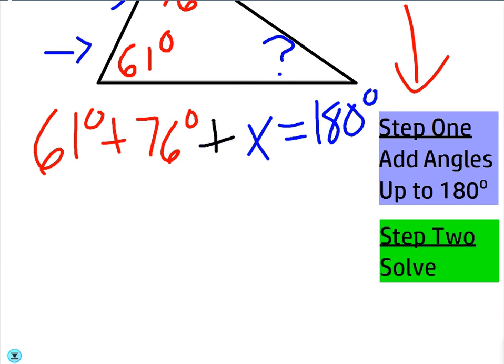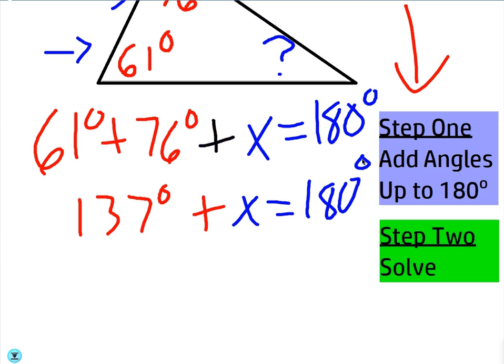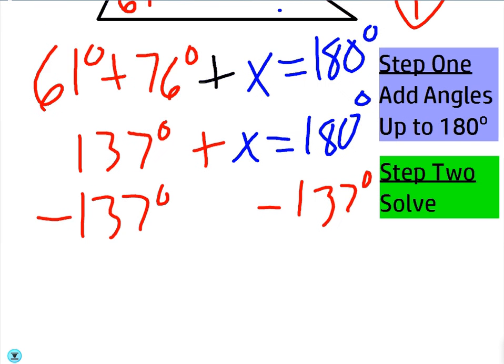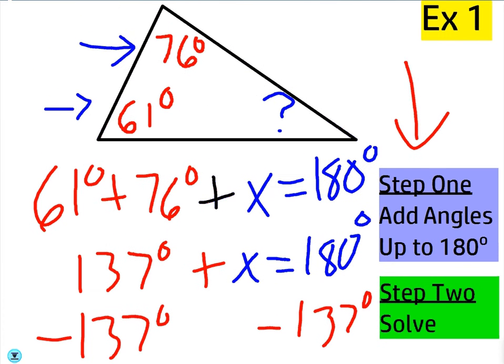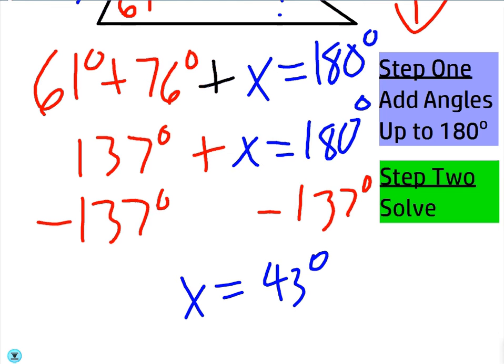All right, 61 plus 76 is going to be 137 plus X equals 180. And yes, this is the simplest example. It is a little bit more involved than this. We're going to subtract 137 from both sides, and that will give us what X is equal to. Anybody got that? 43 degrees. Any questions on that first one?